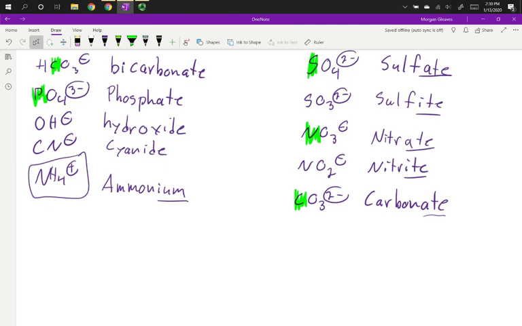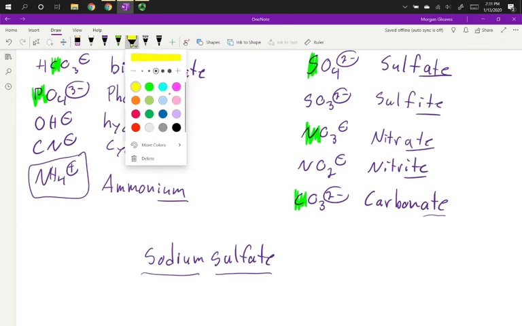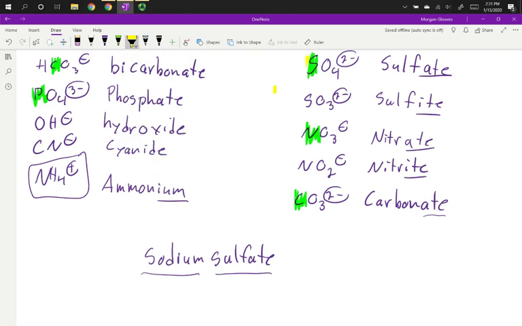If I want to talk about sodium sulfate, I will just name sodium and I will name sulfate. And a sulfate is an SO4 2-. So we can see that one up here. So it has 2 negatives, and my sodiums have 1 positive, so I need 2 sodiums for every sulfate.